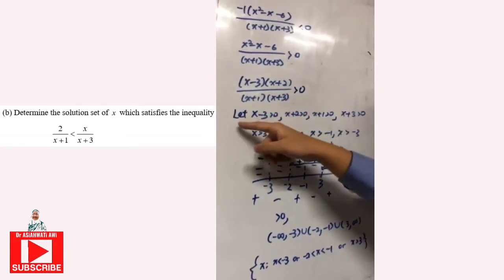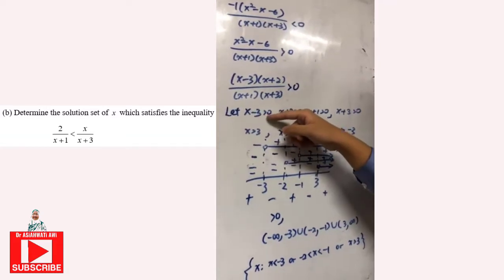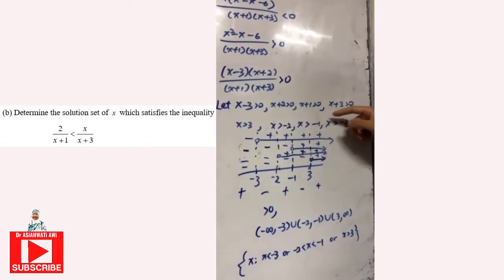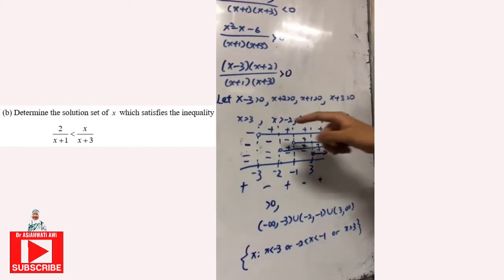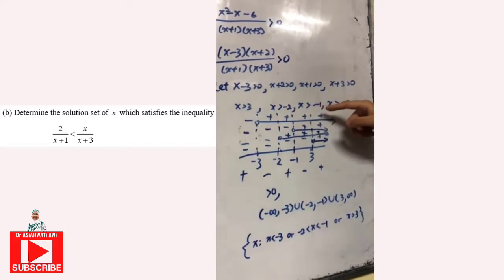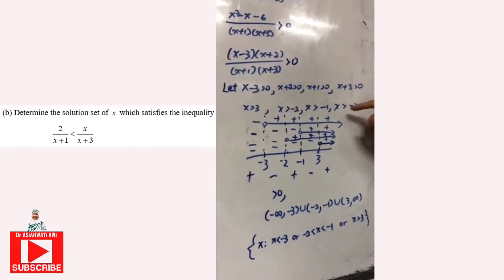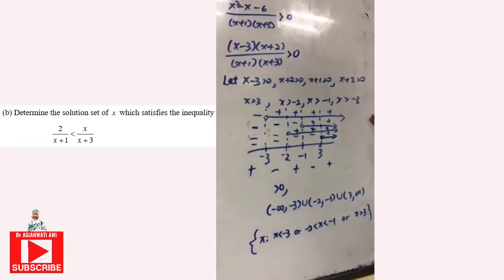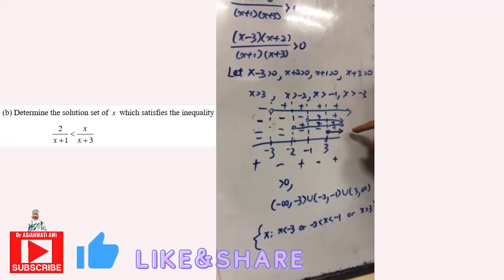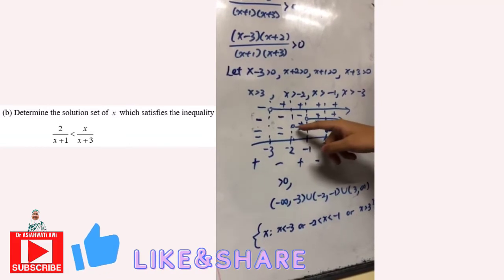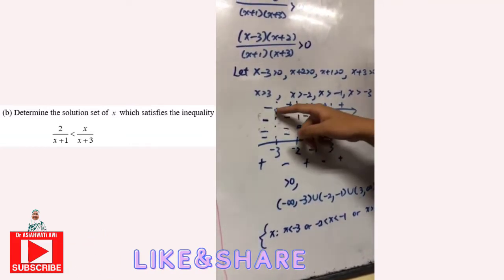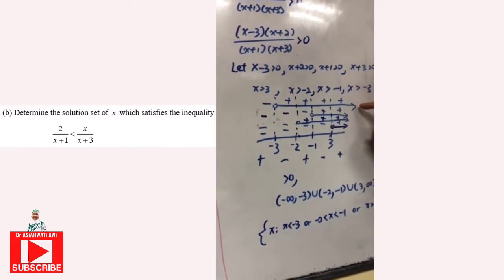So now let x minus 3 greater than 0, x plus 2 greater than 0, x plus 1 greater than 0, x plus 3 greater than 0, and we get x greater than 3, x greater than negative 2, x greater than negative 1, and x greater than negative 3. So now we draw the number line for each of these.